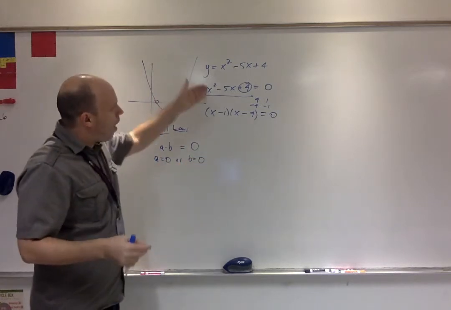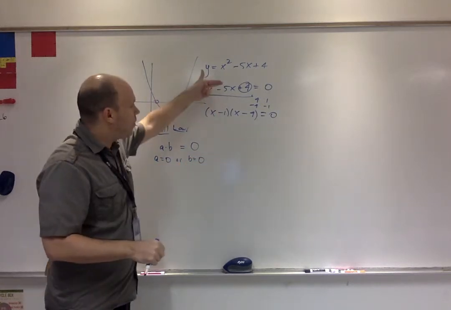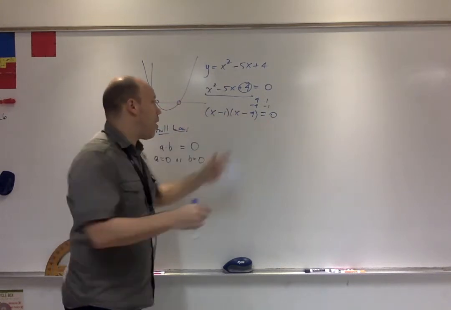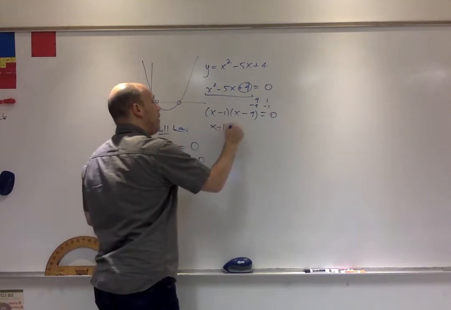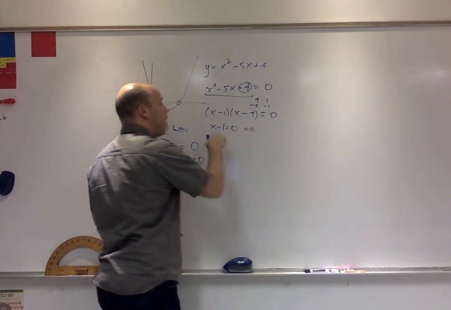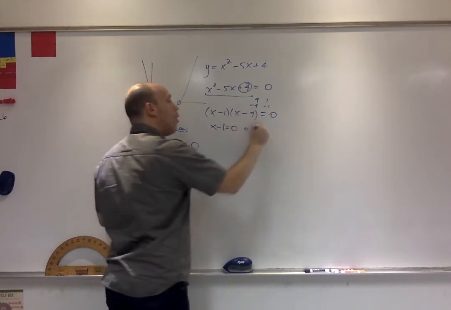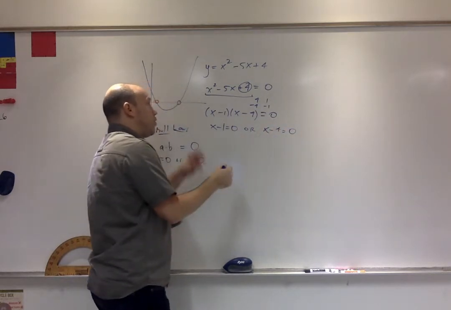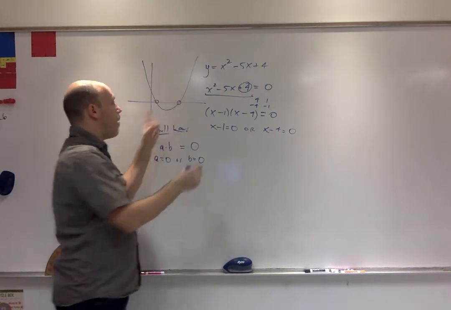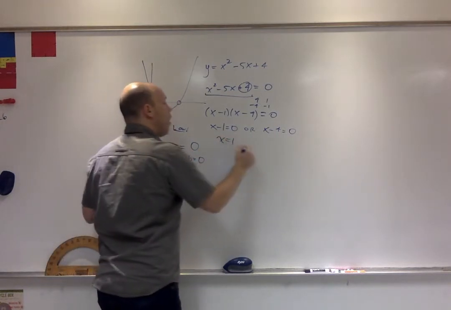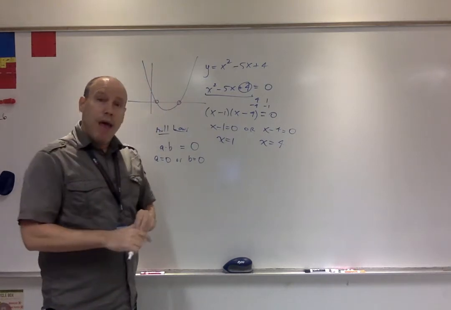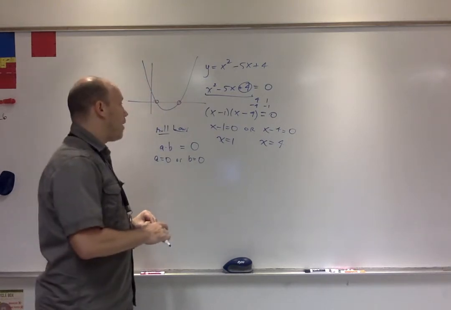Now, let's go back to our parabola. We've factored the parabola into something times something. Well, if we set it equal to 0, we must set each of them equal to 0. So either x minus 1 equals 0 or x minus 4 equals 0. Therefore, the two solutions, or the x-intercepts, are x equals 1 and x equals 4. And that's how you solve quadratic equations.